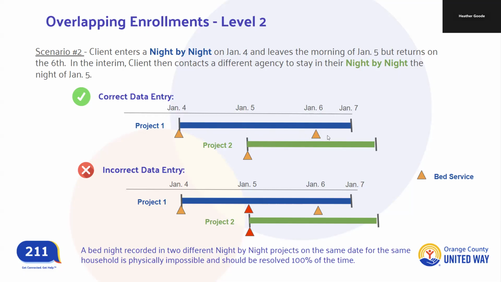And so there's no overlapping of services and no overlap of stays. And you can see for project 2, a service recorded for January 5th, and then the stay through until the client exited. So the incorrect data entry would be here, where it's a similar scenario, except project 1 accidentally input a service for January 5th where the client didn't spend the night. And so this is showing that the client spent the night in 2 places at one time, which again should be resolved 100% of the time.